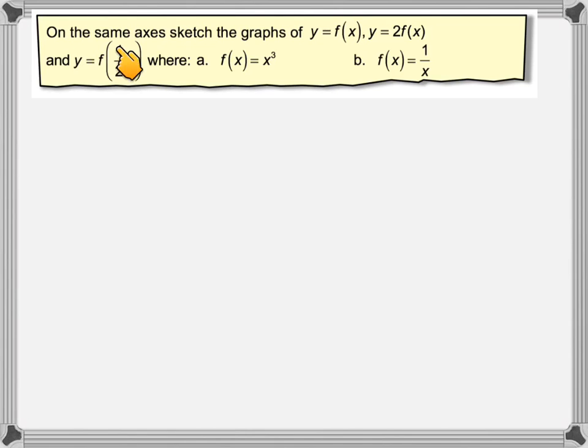So it says on the same axis sketch the graphs of y equals f of x, y equals 2f of x, and y equals f of a half x, where a, f of x is x cubed, and b, f of x is 1 over x. So let's go to our GeoGebra app.